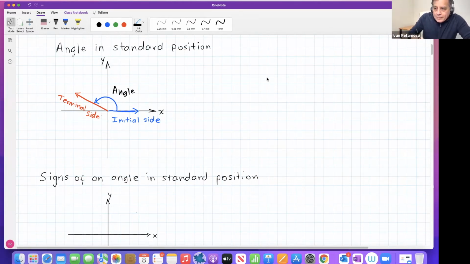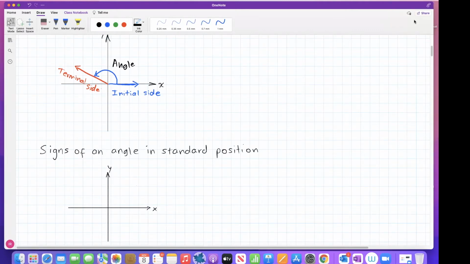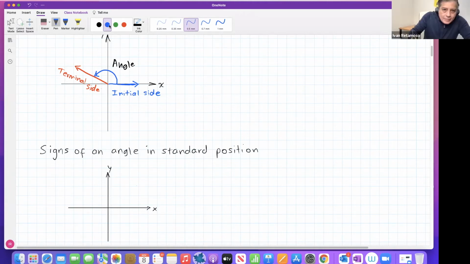For example, if you are going counterclockwise, your angle should be considered to be positive, okay? Counterclockwise, positive. And why do they call it counterclockwise? Well, because it goes against the movement of the needles on a watch, right? A clock, per se. So this rotation in this direction, counterclockwise, is considered to be a positive angle. Okay, it's a mathematical agreement. And again, it has to do with the movement of the needles in the clock, right?